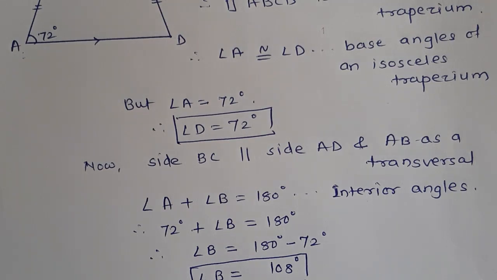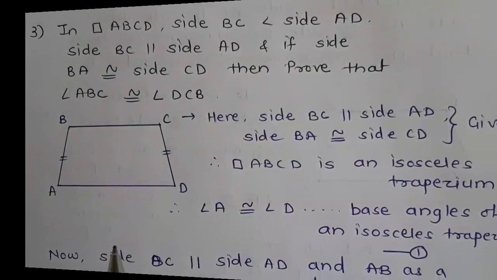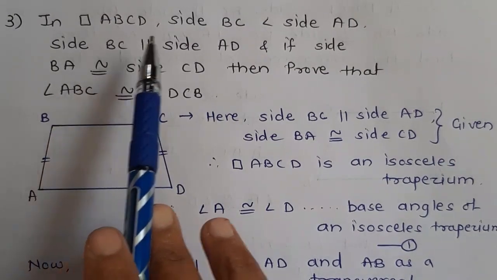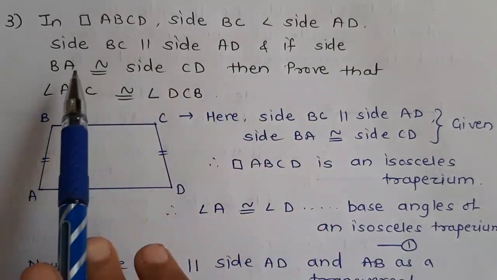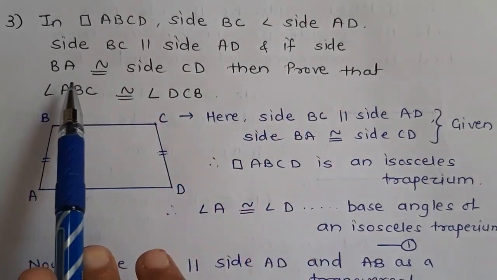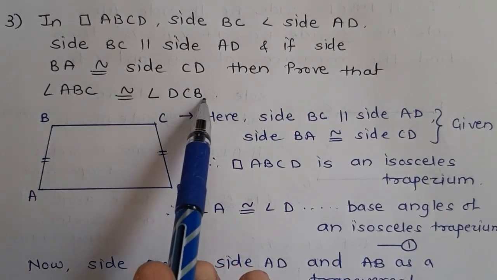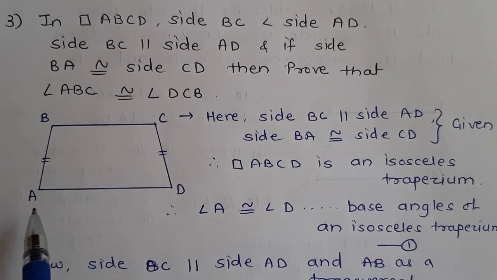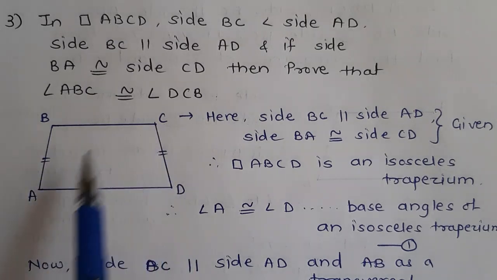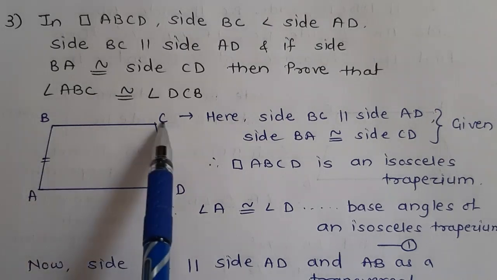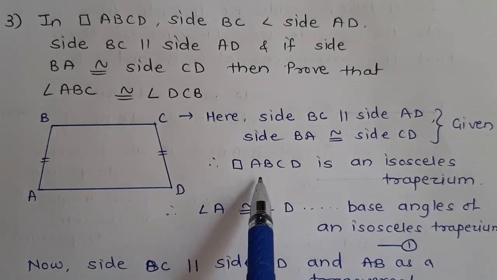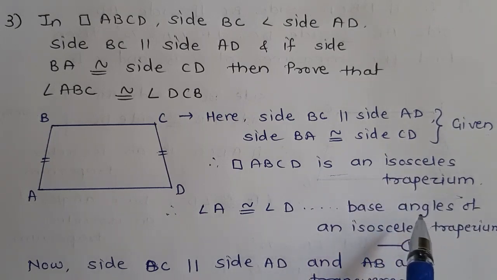Now we will solve the last example of this exercise. See the third example. In quadrilateral ABCD, side BC is less than side AD, side BC is parallel to side AD, and if side BA is congruent to side CD, then prove that angle ABC is congruent to angle DCB. In the diagram, BC is parallel to AD and AB is congruent to CD. So we can say that quadrilateral ABCD is an isosceles trapezium. Its base angles are congruent, so angle A is congruent to angle D.